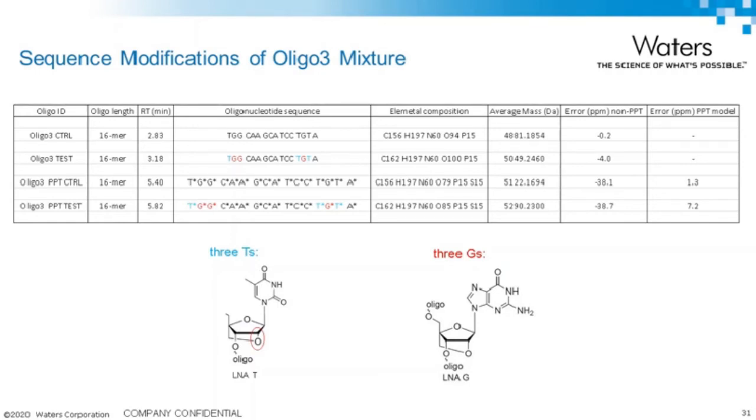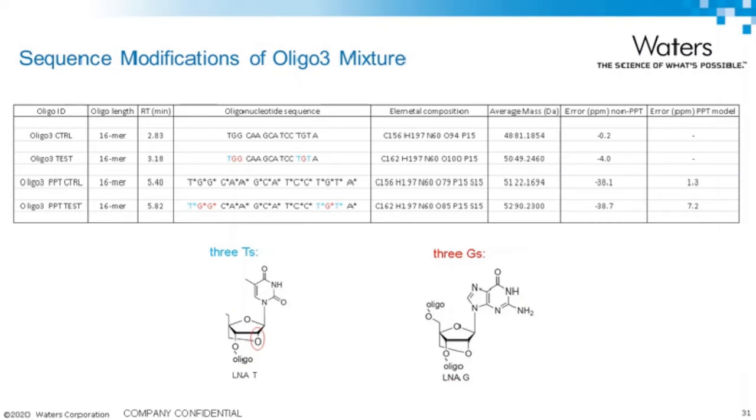The 3 T's, these are locked nucleic acid thymidines. In this case, the same 2' position is linked through the ring, to the sugar ring via a methylene group. So we have locked nucleic acid thymidines and 3 locked nucleic acid guanosines.